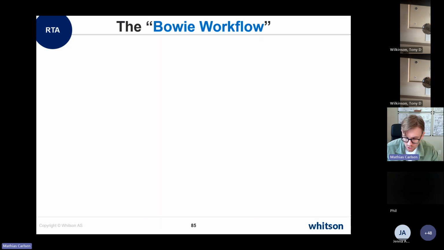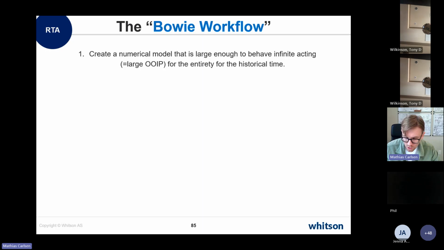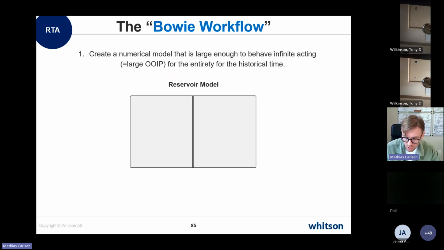So if we start with step number one of the Bowie workflow, what is actually happening when you're clicking run in numerical RTA? What is being done is that one huge model, in terms of size, is created. That means that we know that this will never hit boundary dominated flow in the whole historical time. We create a numerical model that's large enough to behave infinite acting for the entire historical time. How do you do that? Well, you do it through trial and error the first time you set it up, and then you can use that base case from there. You do it to make sure that there's a far distance to its closest boundary.